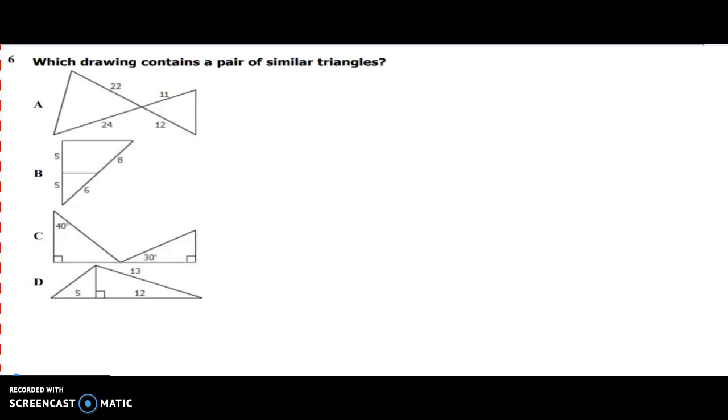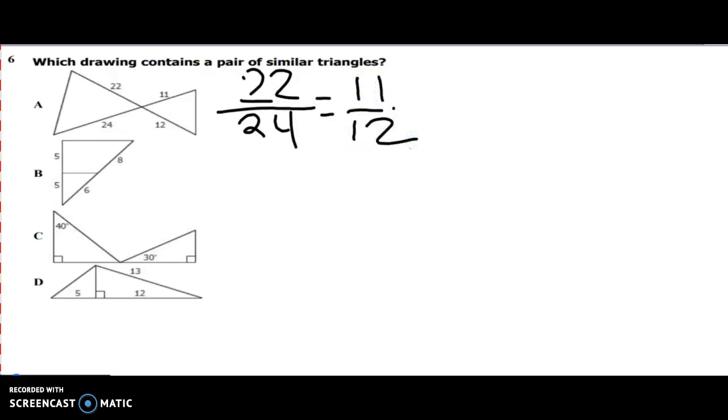Which drawing contains similar pairs? So we can compare and set up proportions if we would like. For this one, if we notice, we've got 22/24. I can reduce this one by 2. That's going to give me 11/12. That's the same thing as this one, so that looks good. If these two sides are the same, then these two sides need to be the same. They are not, so those are not similar.